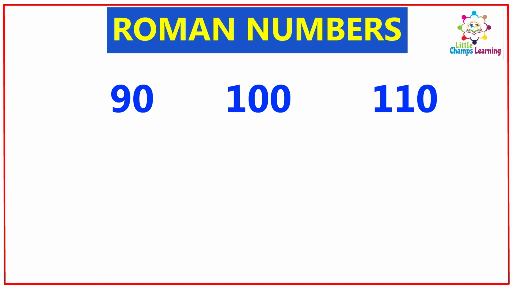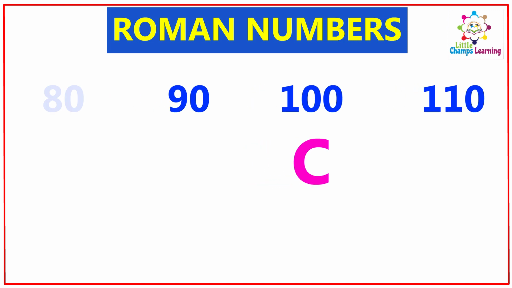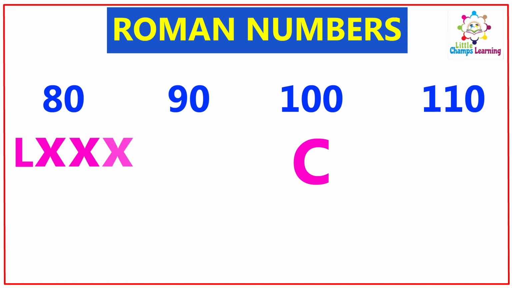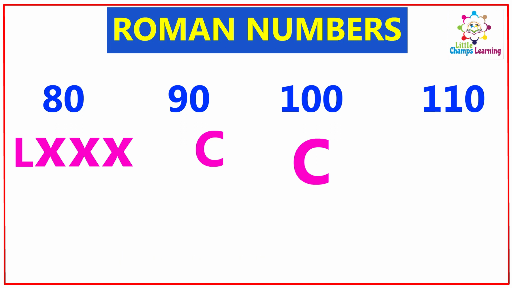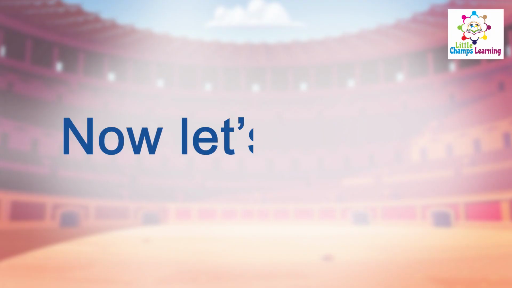Now you have 100 here, you have 90 here, and you have 110 here. Since C is 100, 80 is LXXX. So what is 90? 90 cannot be LXXXX. So C will come to the rescue: C is 100 minus 10. This is your 90, and 110 is CX. Again it goes on. Let's revise one more time.